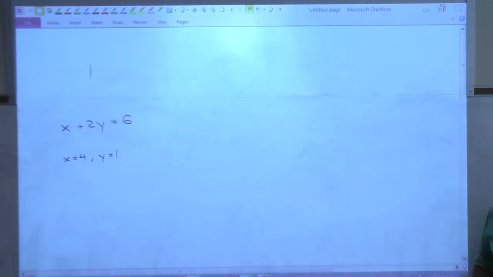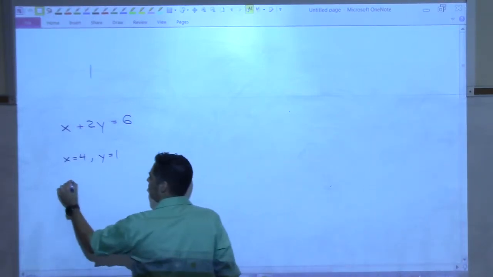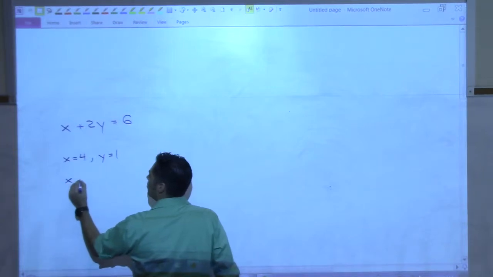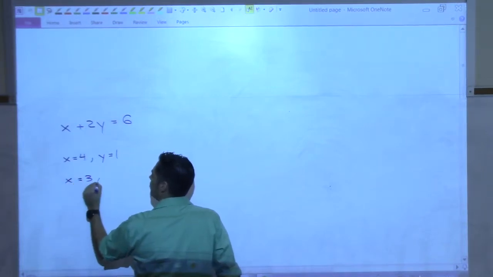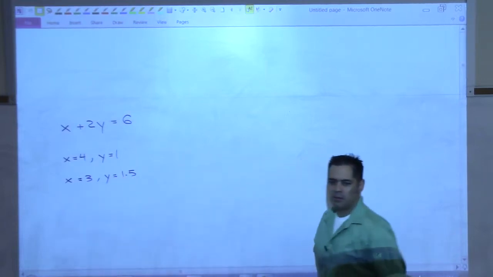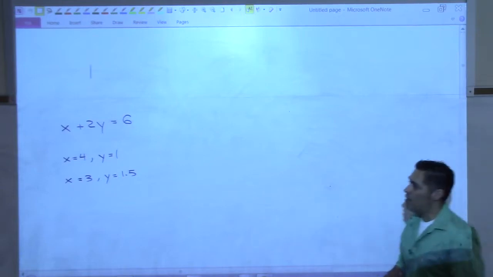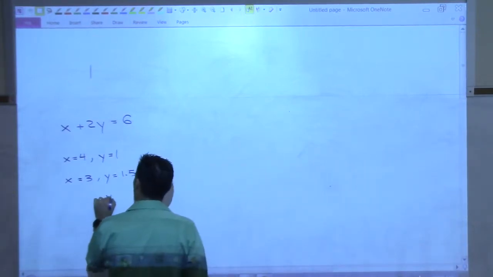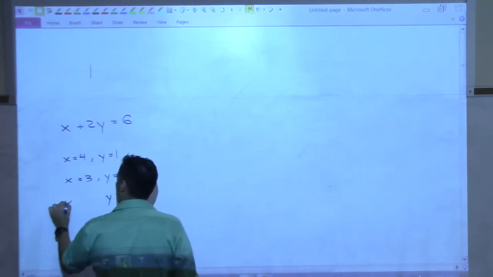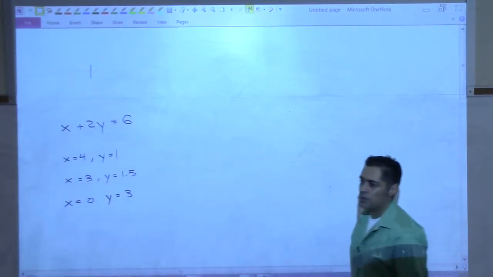Okay, is that the only answer? Someone give me another x and y. x is 3, y is 1.5. I think that'll work also. Someone else? Another one? y is 3, x is 0. Okay, y is 3, x is 0. Does that work? 0 and then 2 times 3 is 6. Yeah, that works.